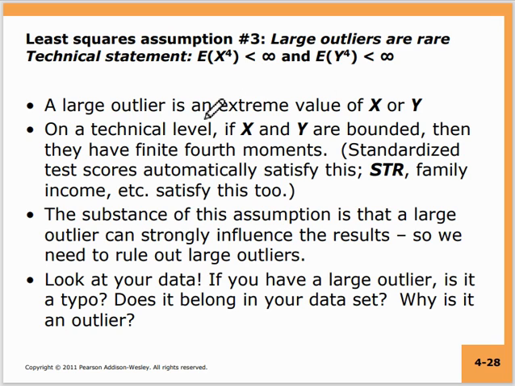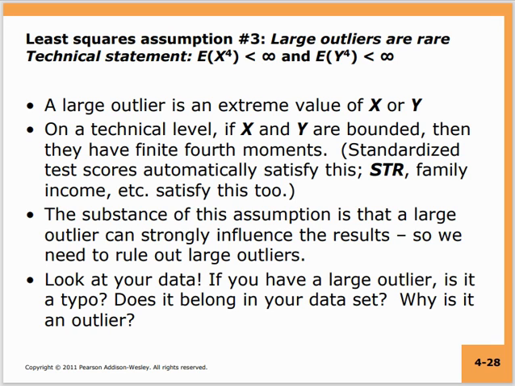So what is a large outlier? A large outlier is an extreme value of X or Y. If X and Y are bounded, then they have finite fourth moments. Test scores cannot have very large outliers, because they only go between, say, 0 and 800. You cannot have a test score of 1 million, because it is bounded by what you can actually get. The student-teacher ratio is also bounded. Large outliers can strongly influence the results.